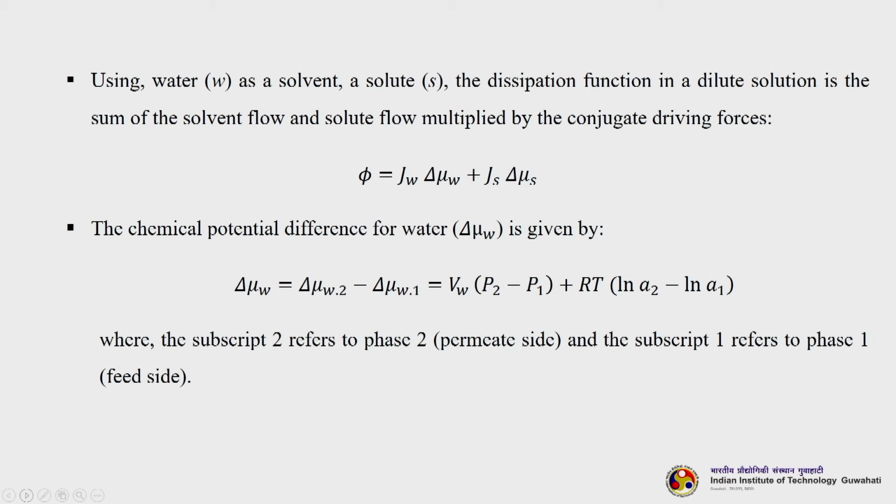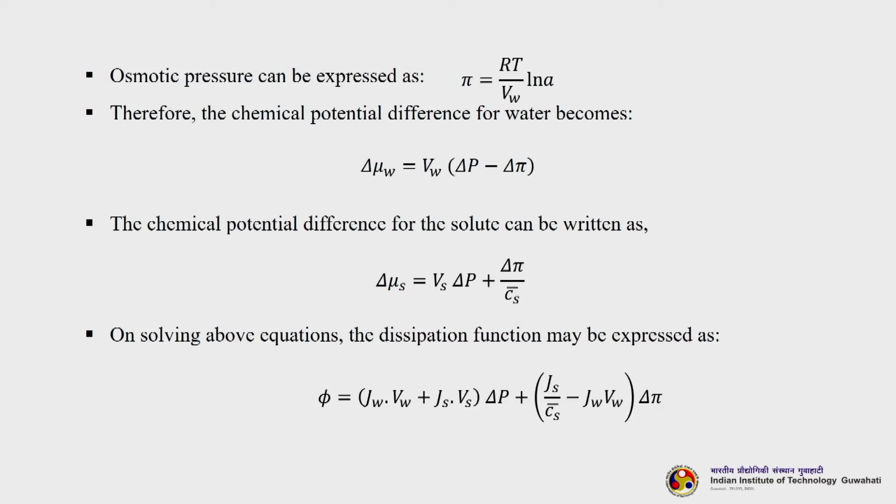Now, the chemical potential difference for water, delta mu 2 minus delta mu 1, we can write in terms of pressure like this: Vw, that is the molar volume, times P2 minus P1, plus RT (ln A2 minus ln A1). Here subscript 2 refers to phase 2, the permeate side, and subscript 1 refers to phase 1, the feed side. Osmotic pressure we can express as pi equals RT by Vw ln A. Therefore, the chemical potential difference of the water becomes delta mu W equals Vw delta P minus delta pi, expressed in terms of osmotic pressure.